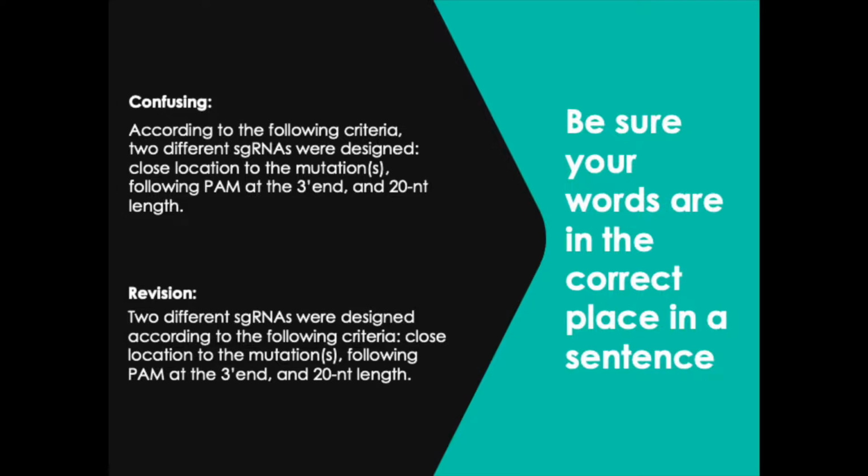So what would make the sentence more clear is if they just switched the order of the phrases and wrote it this way. 2 different sgRNAs were designed according to the following criteria. Close location to the mutation, following PAM at the 3' end, and 20 nucleotide in length. So instead of criteria being separated from the criteria with an interrupting phrase that has another number, we put the list of criteria right next to the word criteria.